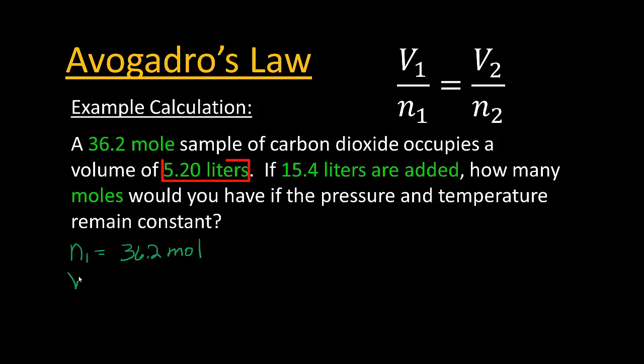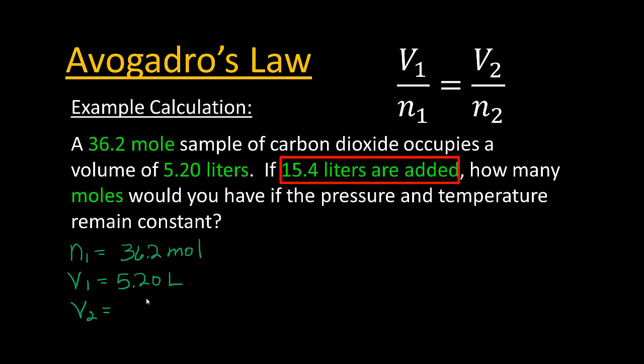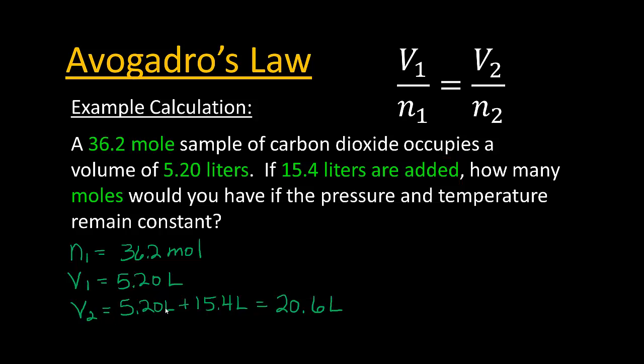And it says it occupies a volume, so the initial volume is 5.20 liters. The final volume says that 15.4 liters are added, so we are going to add 15.4 liters to our initial amount of 5.2 liters, and we end up getting 20.6 liters. And it says how many moles would we have. So we're looking for the final number of moles in our sample.